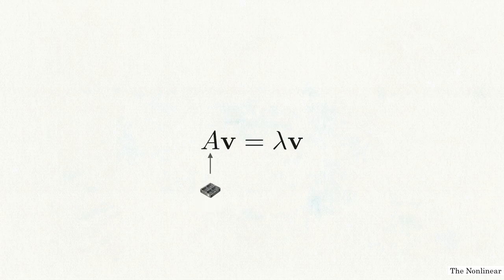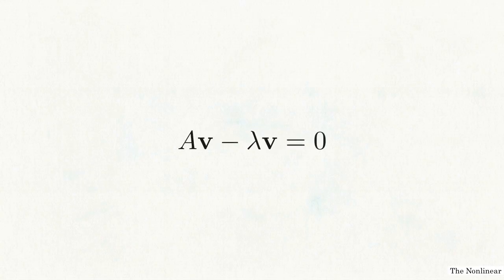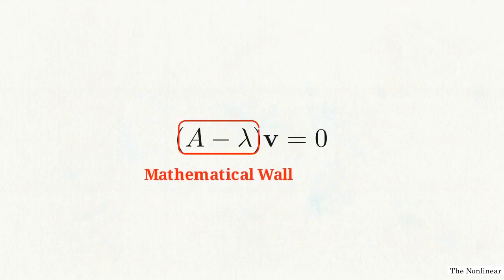We can capture this geometric reality with a single equation, A times V equals lambda times V. Applying the entire complex matrix transformation to our vector gives the exact same result as simply multiplying that vector by a single number, lambda. To find these hidden vectors, we move everything to one side, setting the equation to 0.